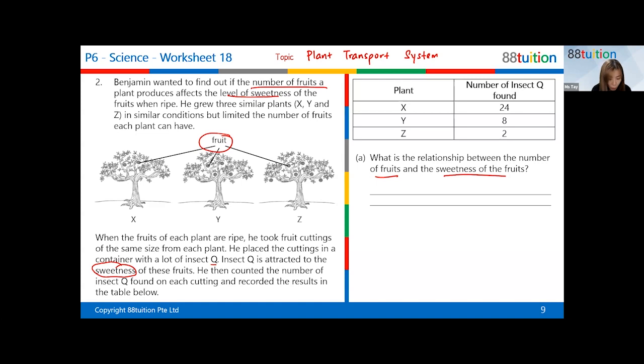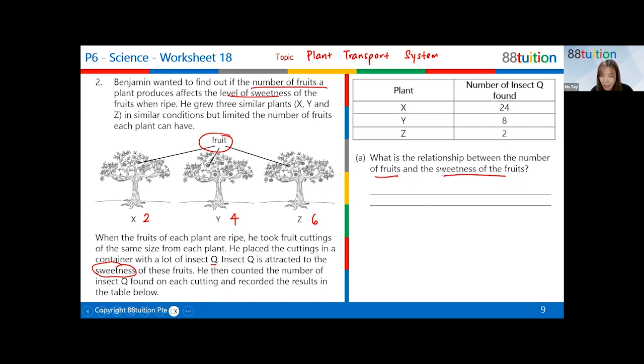So X, there are 2. So here you have 2 fruits. And then what about Y? Y, you have 4. And then what about Z? You have about 6. Okay, good. So pretty obvious now. Those of you who didn't realize that, I hope you realize now the number of fruits actually have been shown on the diagrams. So what is the relationship between the number of fruits and the sweetness of the fruits?